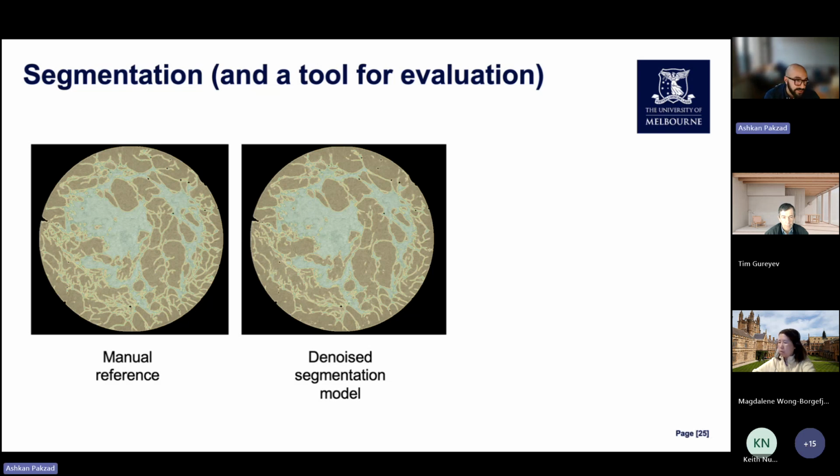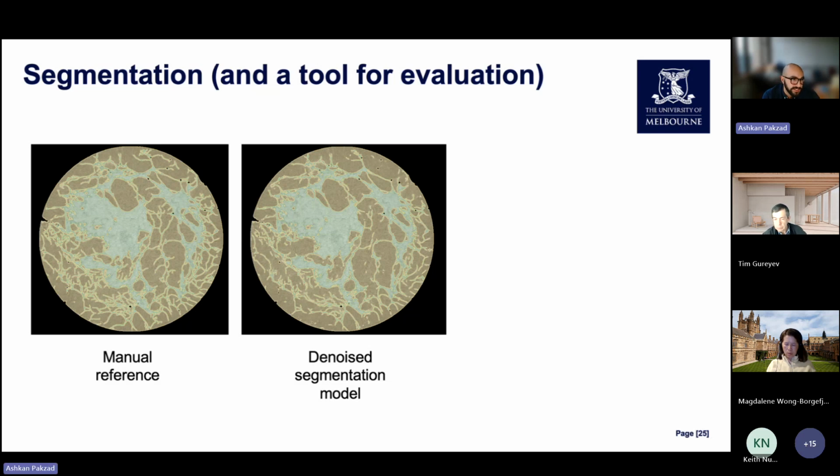where here we have a manual reference. This is where Amrita has painstakingly gone through the slice and labeled all the glandular tissue. And we can use these images, these manual segmentations, to train an nnU-Net, which is a widely used framework for self-configuring supervised segmentation.